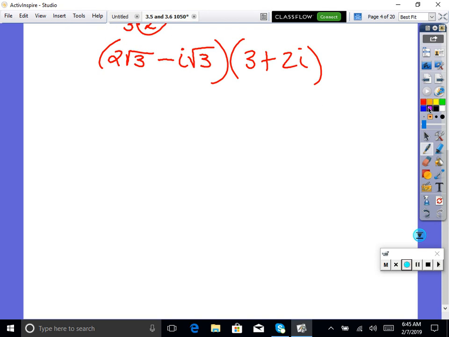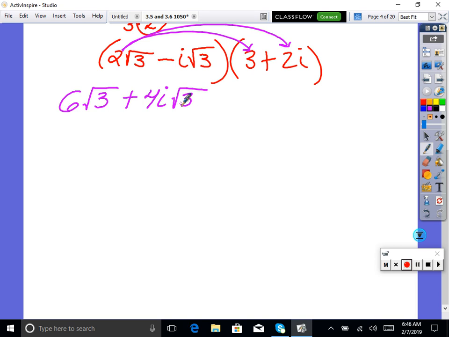All right, here we go. 2 root 3's times 3 is 6 root 3's. 2 root 3's times positive 2i's. So everybody, what do you think that would be? 4i root 3. Axel's making some connections. 2 times 2i would be 4i, and then we have a root 3. Now I've distributed 2 root 3 through to everything, so I'll cross it out.